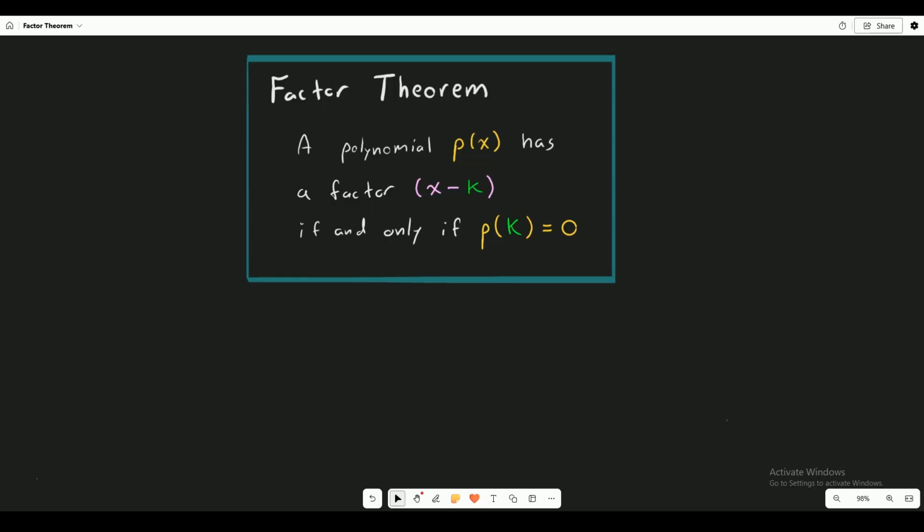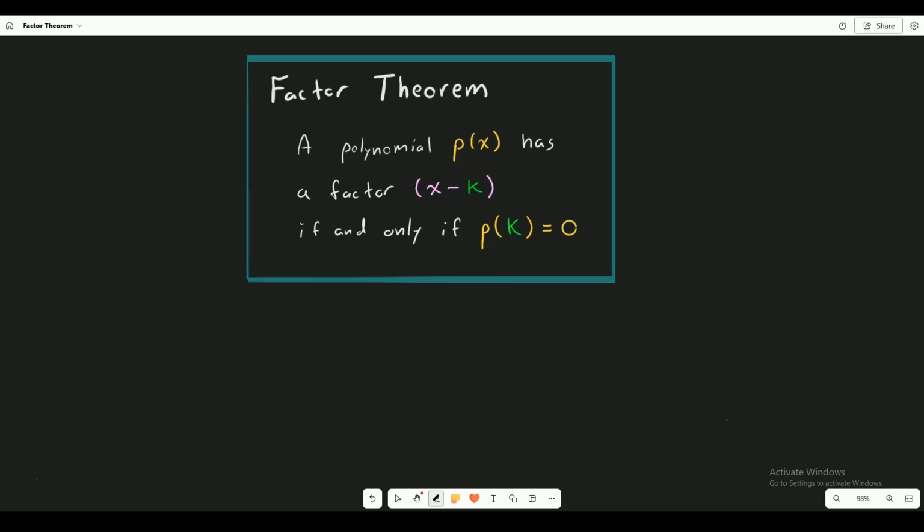So the factor theorem states the following. A polynomial p of x has a factor x minus k if and only if p of k is equal to 0. This is actually an extension of the remainder theorem, because the remainder theorem states that if you have a polynomial and divide it by x minus k, then the remainder is the polynomial value at the k value of x minus k.